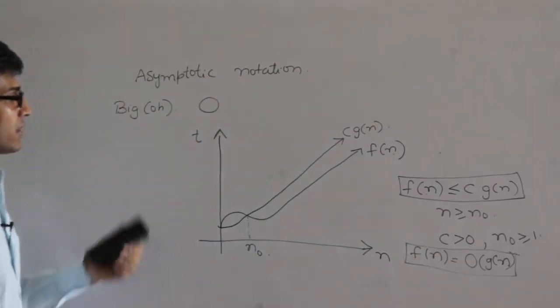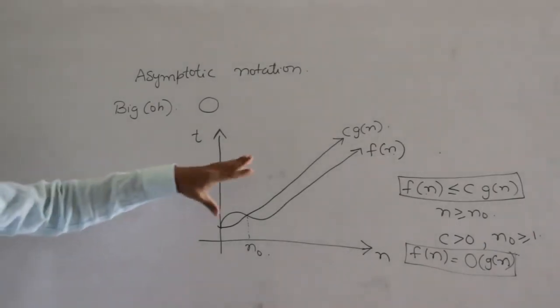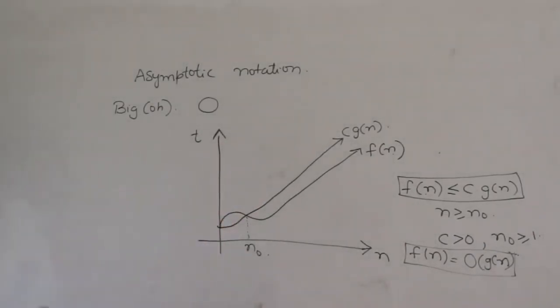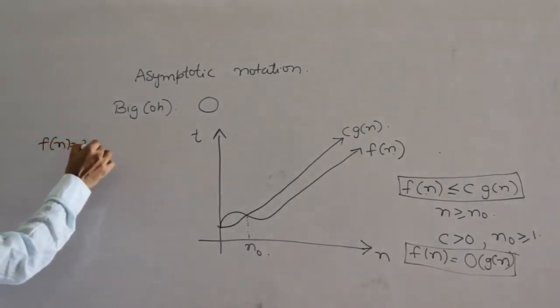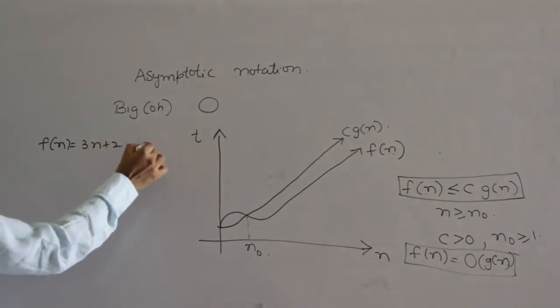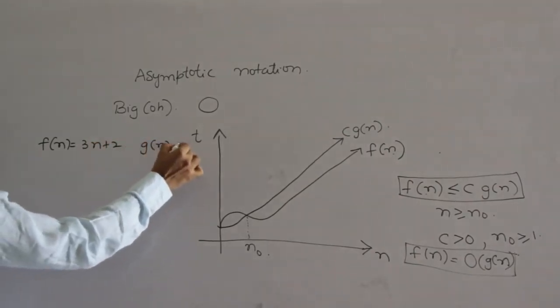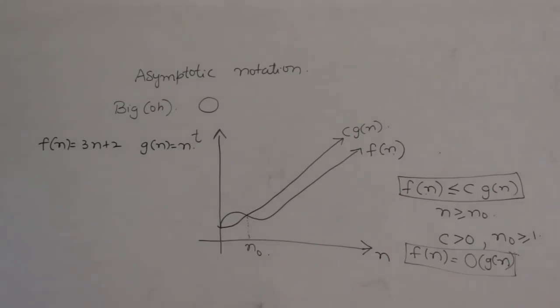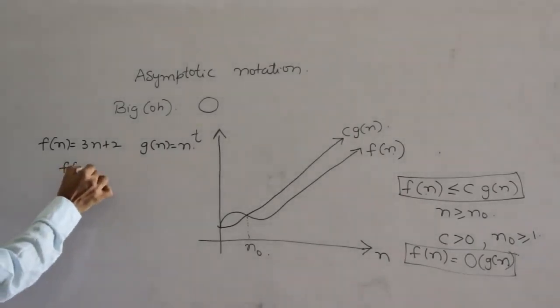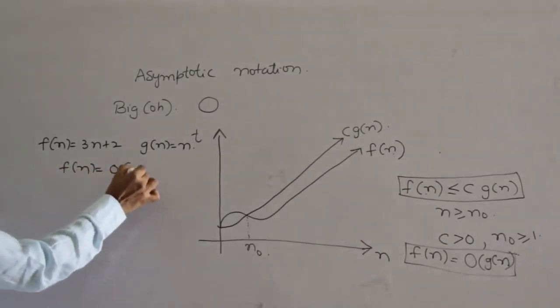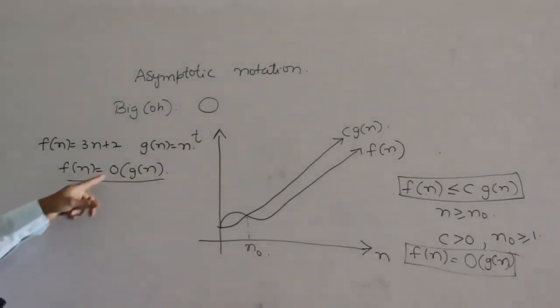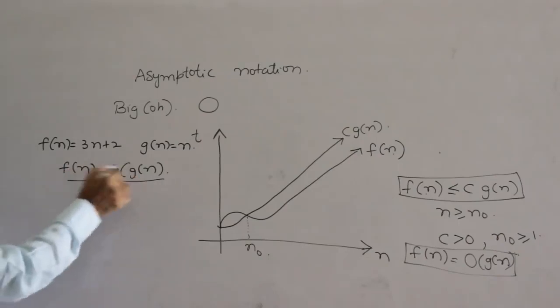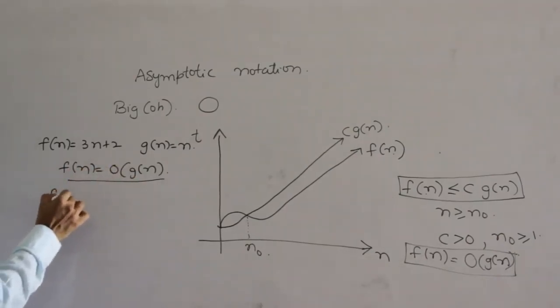So I'll give you some few examples and find out if these conditions can be met. Let us say f of n equal to 3n plus 2 and g of n equal to n. Can we say that f of n is big O of g of n? If we have to say this, we have to find the two constants c and n naught.